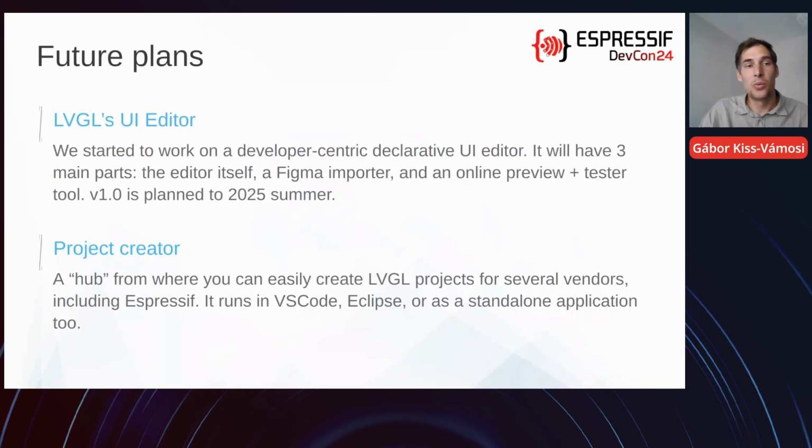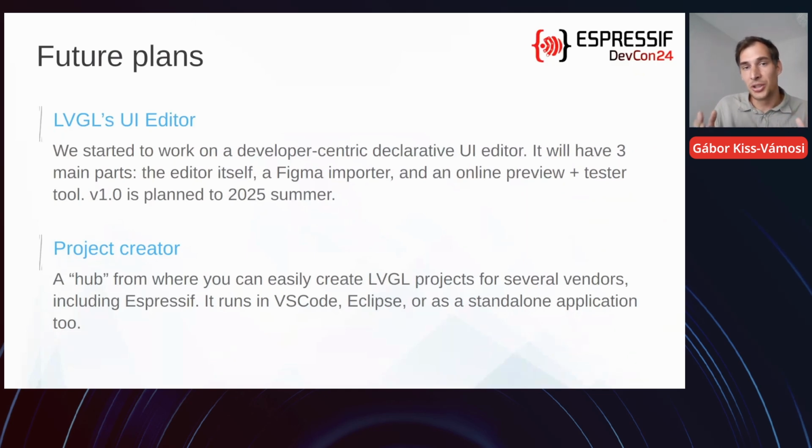Actually, this editor will consist of 3 parts. First, the editor itself, where you can create the UI in a declarative way. It means that you can describe the hierarchy of your UI like an HTML file in XML, and there will be a preview which shows you how it looks like. You can manipulate the widgets, all the properties, and finally export C files.